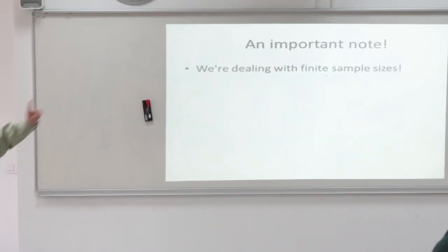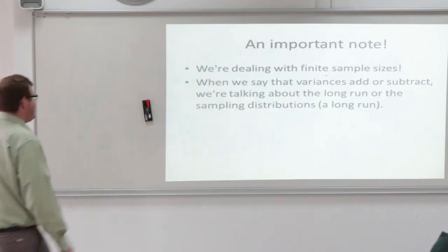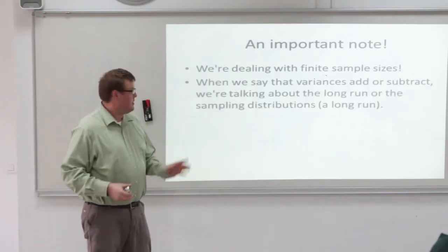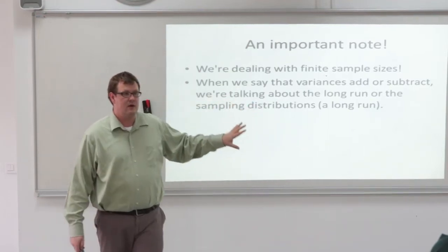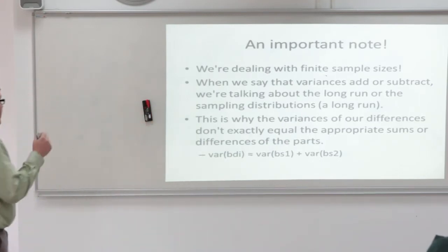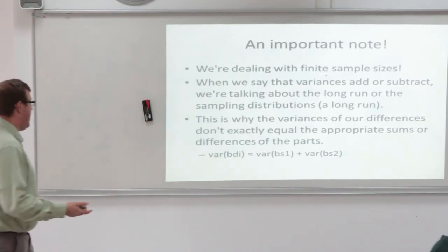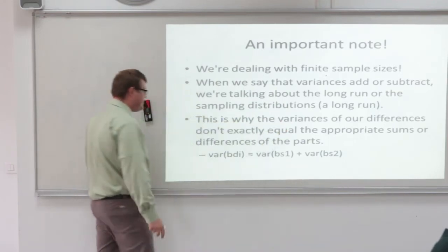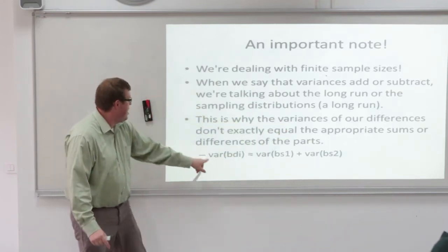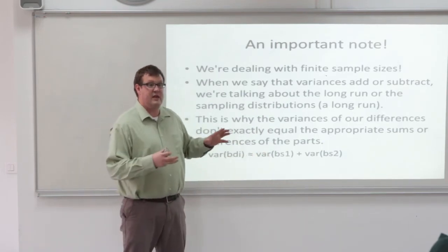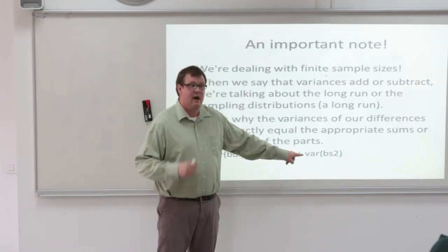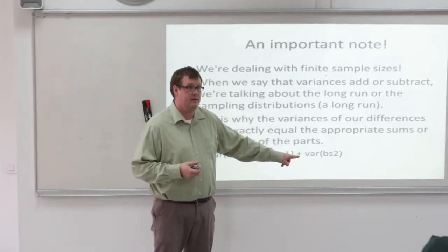An important note. Here we are dealing with finite sample sizes. Even with a sample size of 10,000, this is still finite. So when we say that the variance is add or subtract, we're talking about the long run, the sampling distributions. So the variances of our differences for finite samples aren't going to exactly equal the appropriate sums or differences of the parts. So for an example, we said the variance of BDI should be equal to the variance of the initial set plus the variance of the paired second set, right?